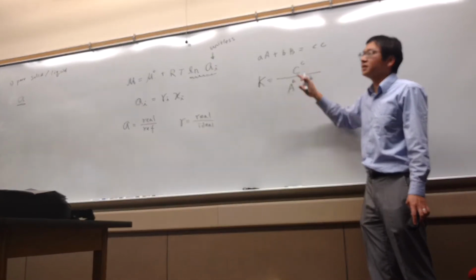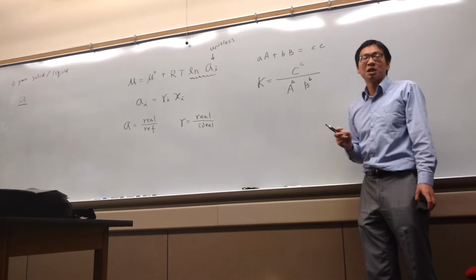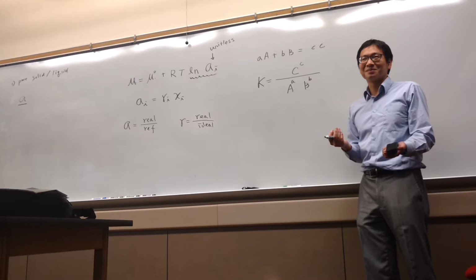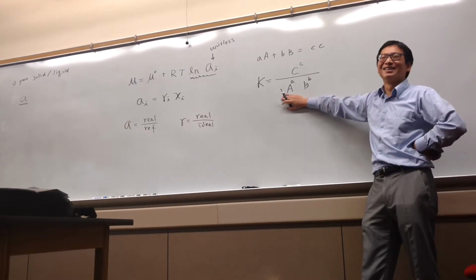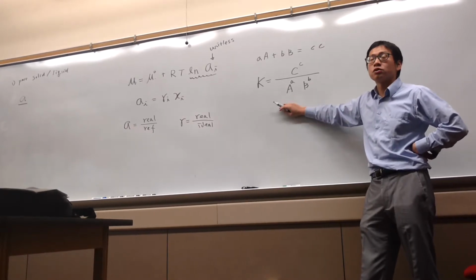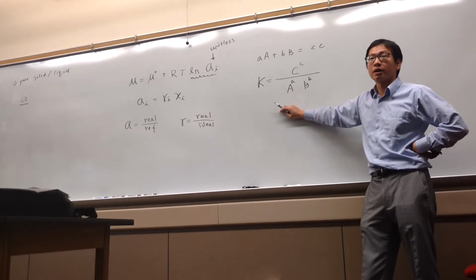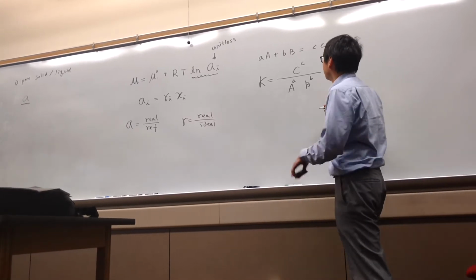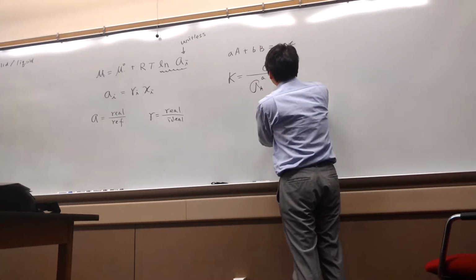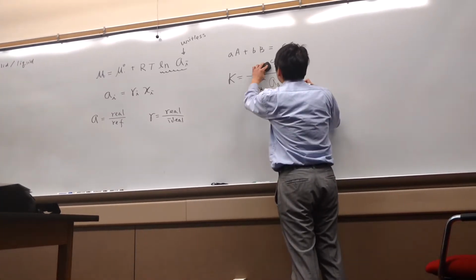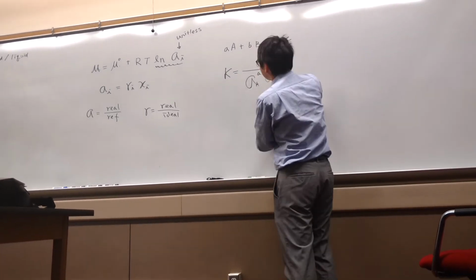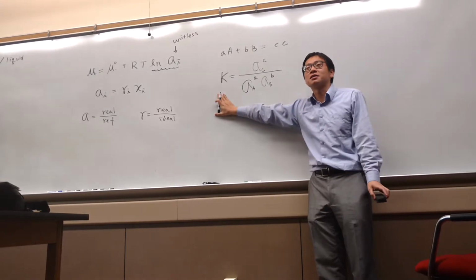So what are these A, B, C? Typically concentration, right? Come on, this is Gen Chem 1. But in reality, you should not use concentration, you should use activity. So it's actually the activity of A to the A's power times activity of B to the B's power in the denominator, and the numerator is activity of C to the C's power. That's the definition of your equilibrium constant.